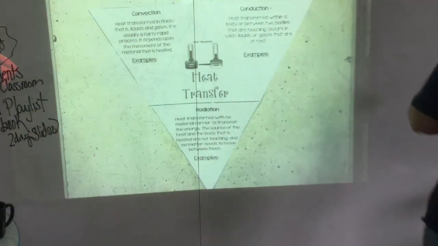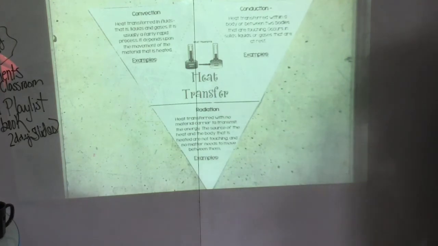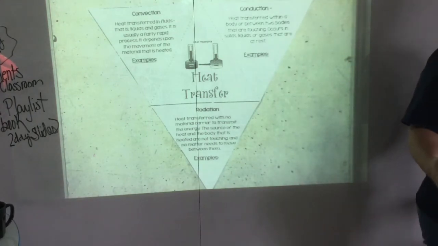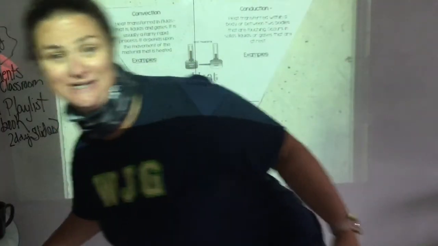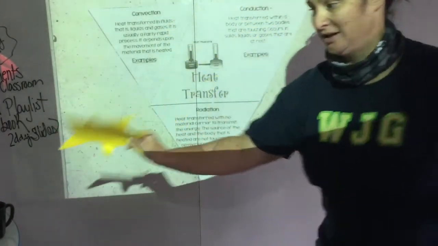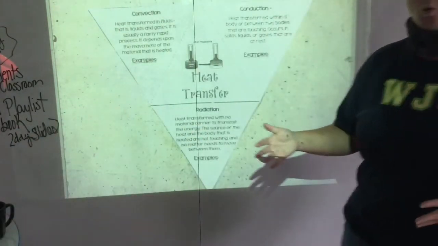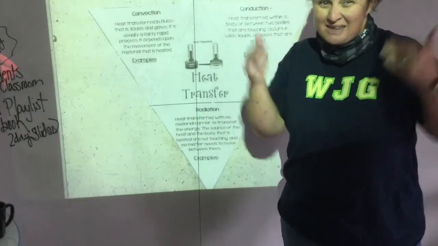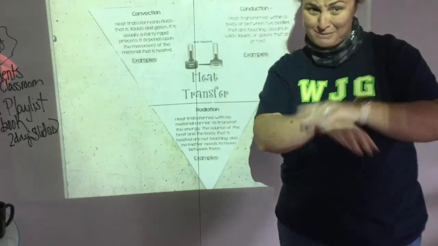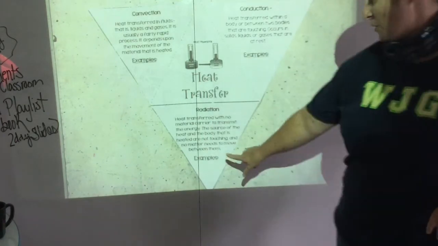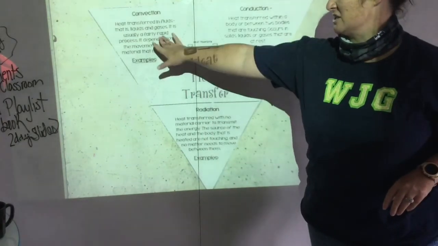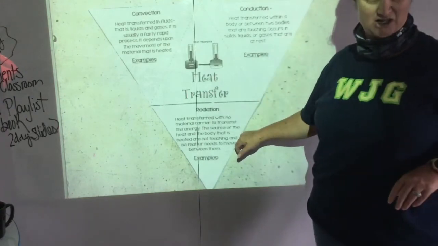Now, radiation is heat transferred with no material carrier to transmit the energy. The source of the heat and the body that's heated are not touching. And no matter needs to move between them. That's like when we stand out in the sun, we get warm, okay? Or when Miss Lamont goes to the tanning bed, those tanning bed rays that are coming down on me that make me tan. Same thing. That's that radiation at work. So I need you to give me an example of radiation. So we're doing convection, conduction, radiation.